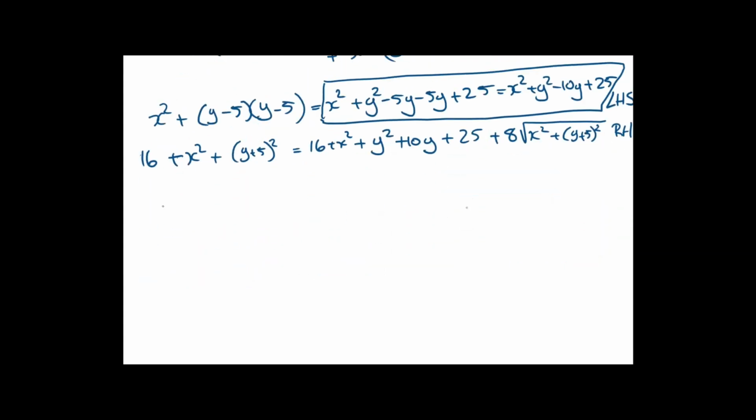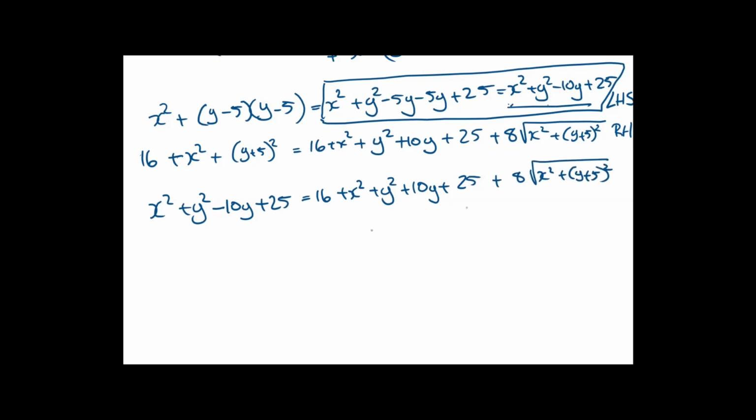So it's all in one big nasty file. So x squared plus y squared minus 10y plus 25. That's these ones up here. Must be equal to 16 plus x squared plus y squared plus 10y plus 25 plus this nasty thing here. Okay, can we cancel? Yes, we can. We can cancel the x squareds, cancel the y squareds.